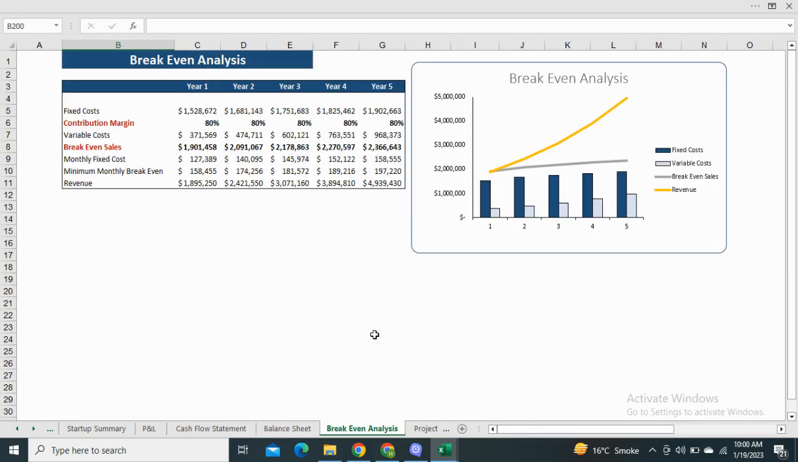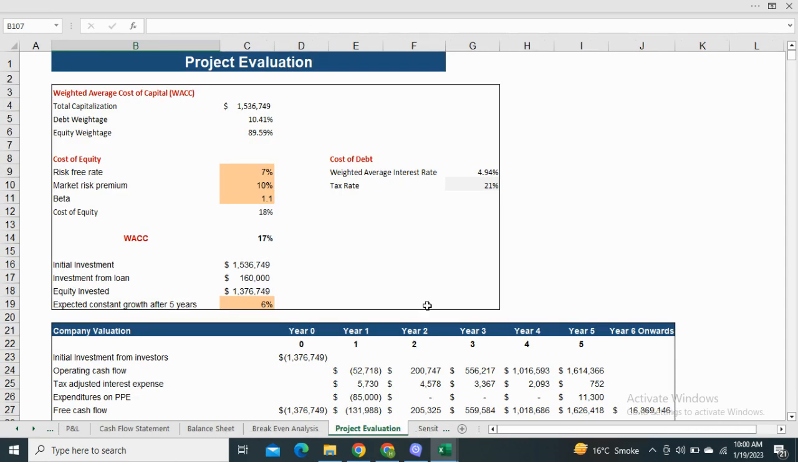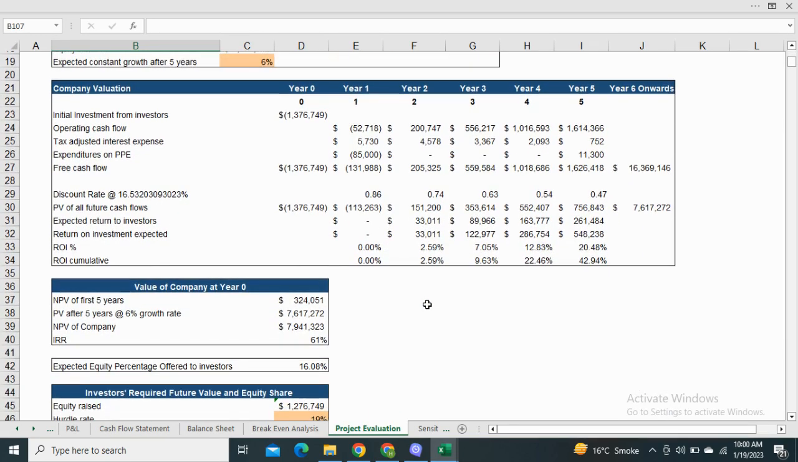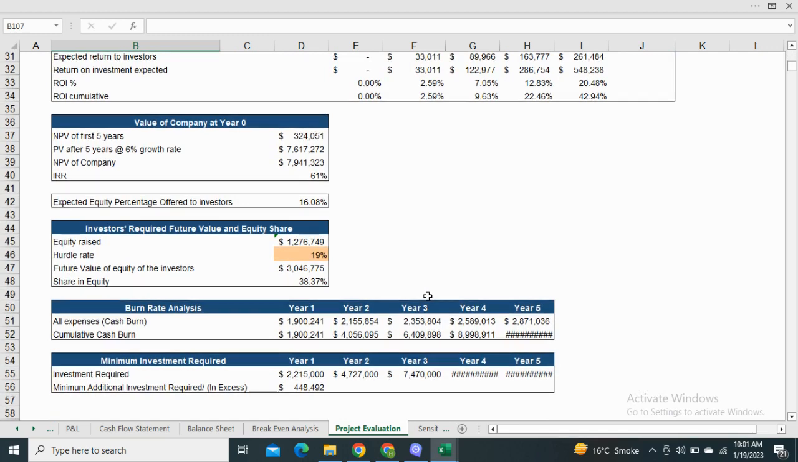Next, we have the break-even analysis sheet, which shows the contribution margin and the break-even sales for each year. Next, we have the project evaluation, which shows the value of the company at year zero. It also includes the WACC calculation and the burn rate analysis and minimum investment required to start the business.